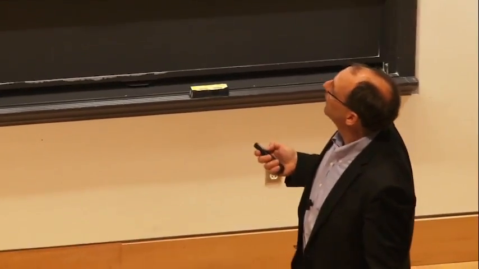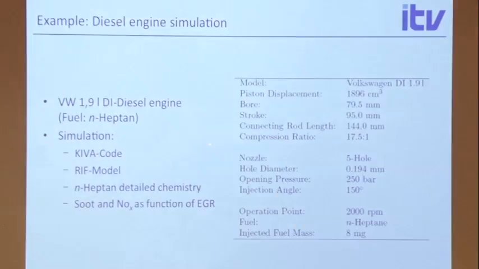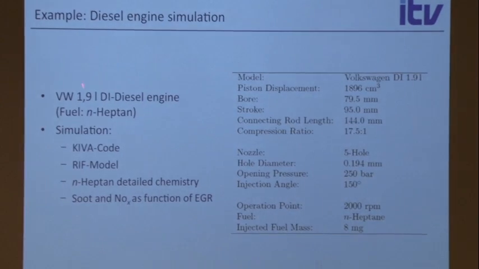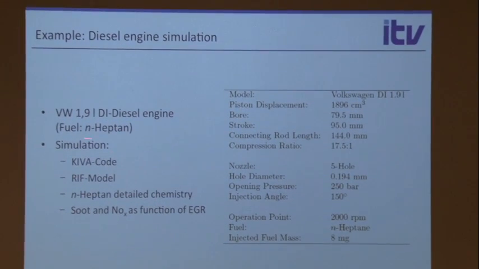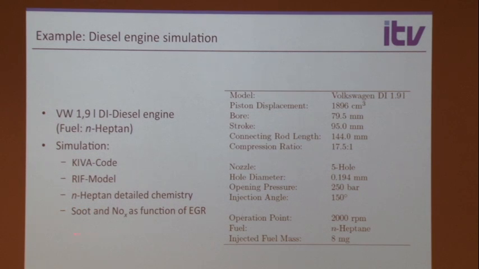Good. So this is an example that we did many years back, but it's still interesting. This is a VW diesel engine. It was run actually with heptane as a fuel. We used the KIVA code with this model, detailed heptane chemistry, and a detailed model for soot and NOx.